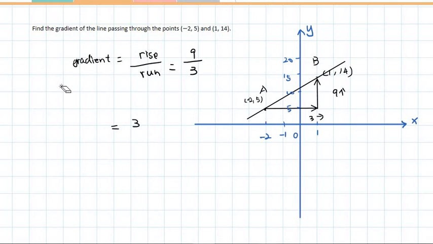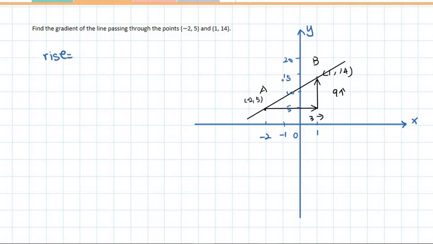Now I'm going to get rid of that, and now I'm going to use a different method. To calculate the rise, I find the difference between them. But the best way is to see how many units it is traveling upwards. The vertical coordinate for my point B is 14, and the vertical coordinate for my point A is 5. So it has traveled 9 units.